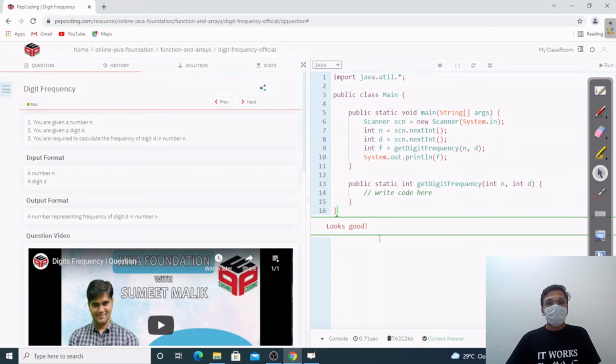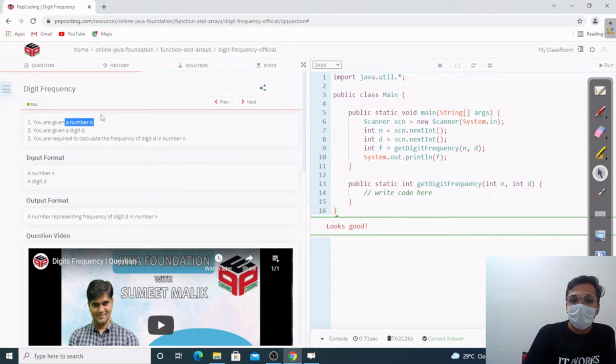In our first question inside this topic, digit frequency, we are given a number n and a digit d, and we have to count the number of times this d occurs in this number n.